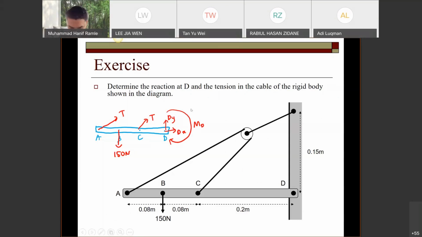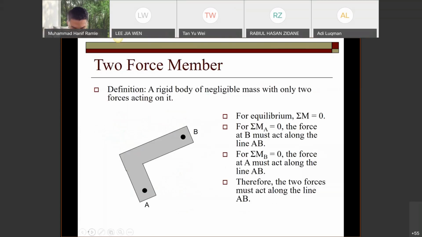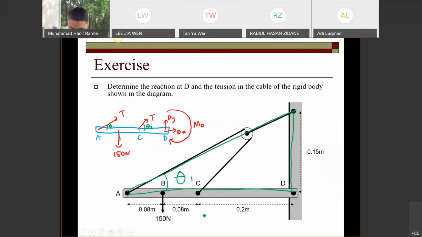Okay, let's do it together. Can you tell me the angle for theta 1 and the angle for theta 2? Can someone calculate theta 1 for me? It should be this one, 0.36, and this 0.15.